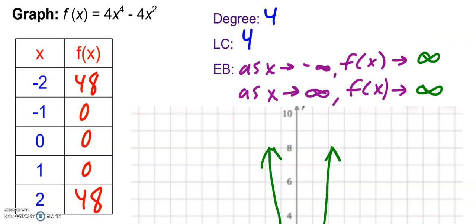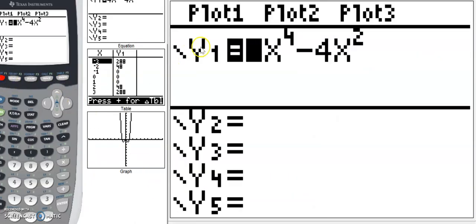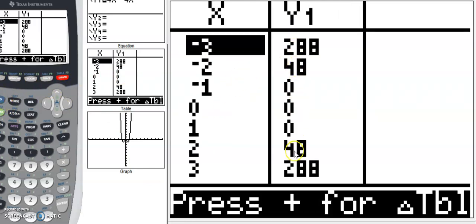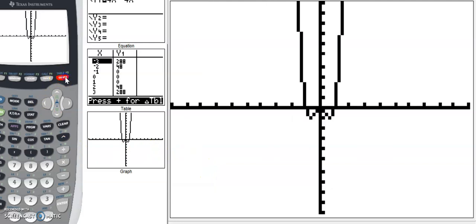Here, then I went to my calculator, put the function in, looked at my table, and I saw these values, 48, 0, 0, 0, 48. And this one is really important that I looked at the graph, right? Because I know the end behavior, but since these three values came out to be 0 in my table, I need to see what's going on between them, because it's not just going to be a flat line. That wouldn't make sense. So I don't want to just draw 0, flat line, and then go up again. So I had to look and see what's going on.